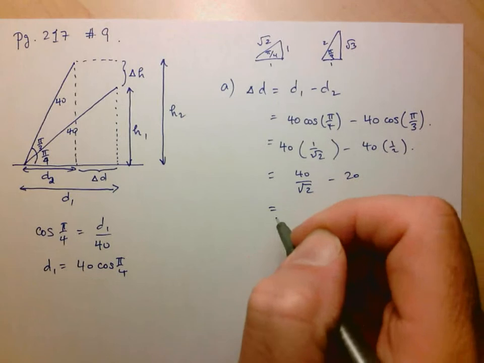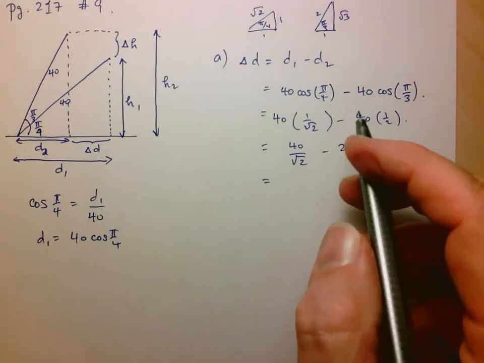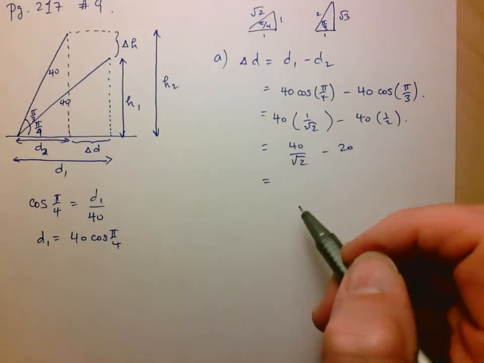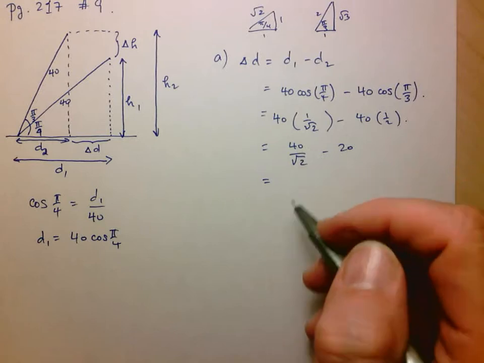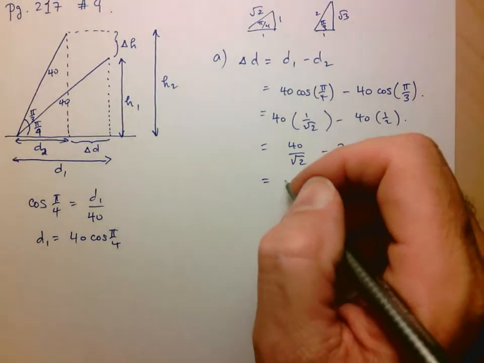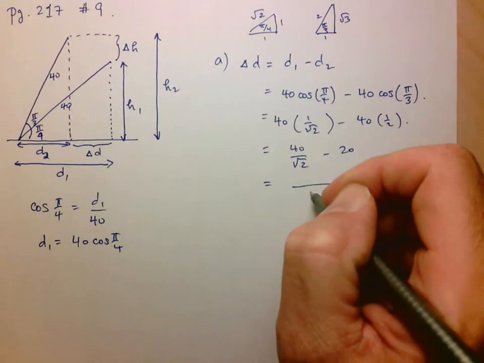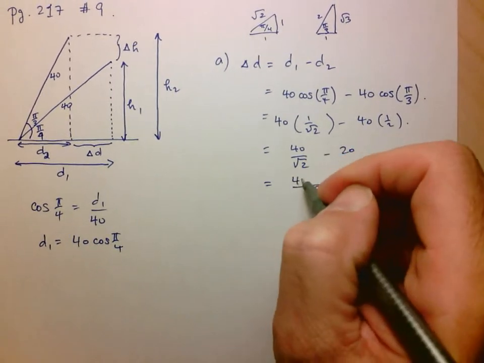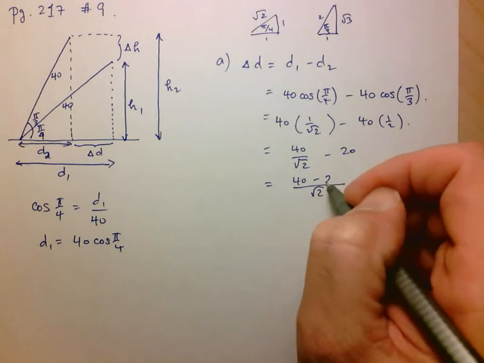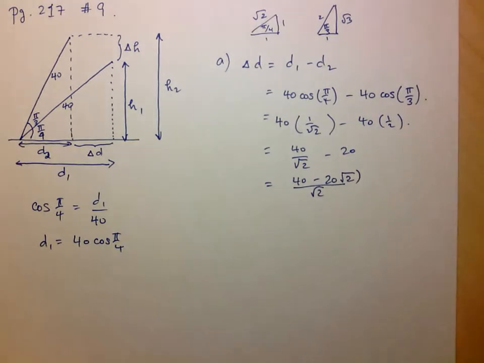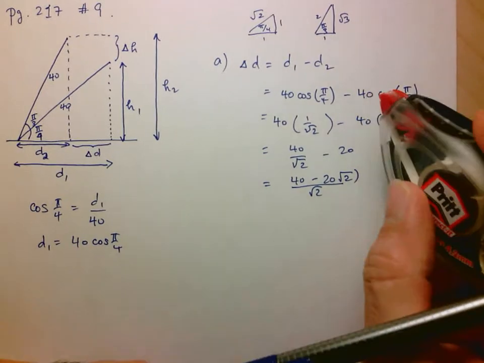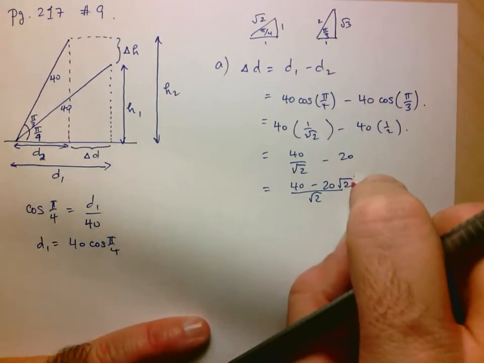Now, how far you have to go, I would expect you to put this as one fraction. So at the very least I would expect this next line where I put them in one fraction. Here my common denominator is root 2, so this will be 40 minus 20 root 2, over root 2. Let me just get rid of that so it looks nice.